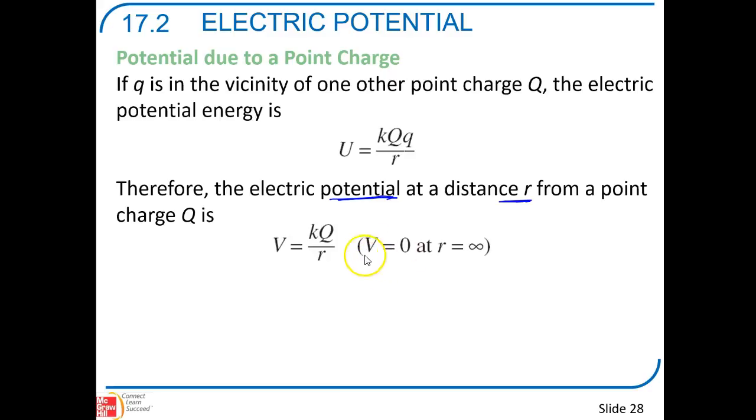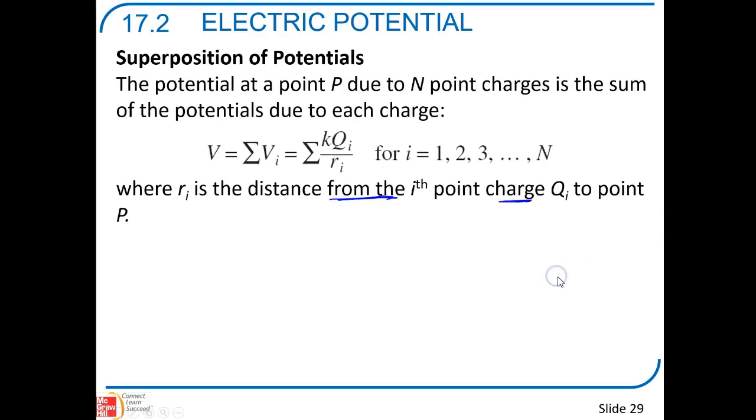Here we're assuming that voltage is 0 at a very, very high radius or distance between the two. If I have several different charges and I want to take a look at all of those, I can say that we can use superposition to look at the potential. So the potential at point P due to several point charges is the sum of all those potentials due to each of the charges.